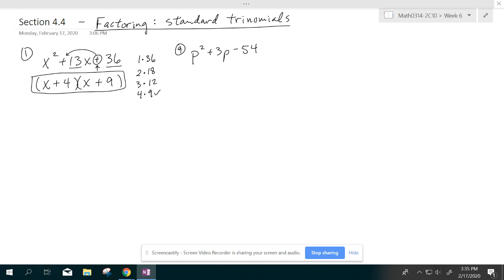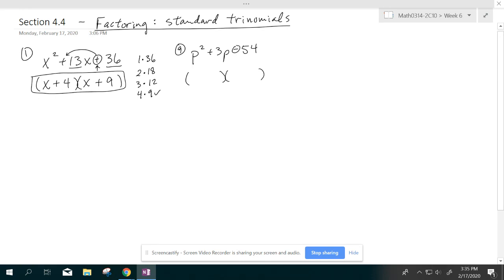How many terms are there? Is it in descending order? Good. It needs to be, right? And do all 3 terms have anything in common that I can factor out? No, but I got to check for it, okay? So it's a standard trinomial. First step, parentheses.